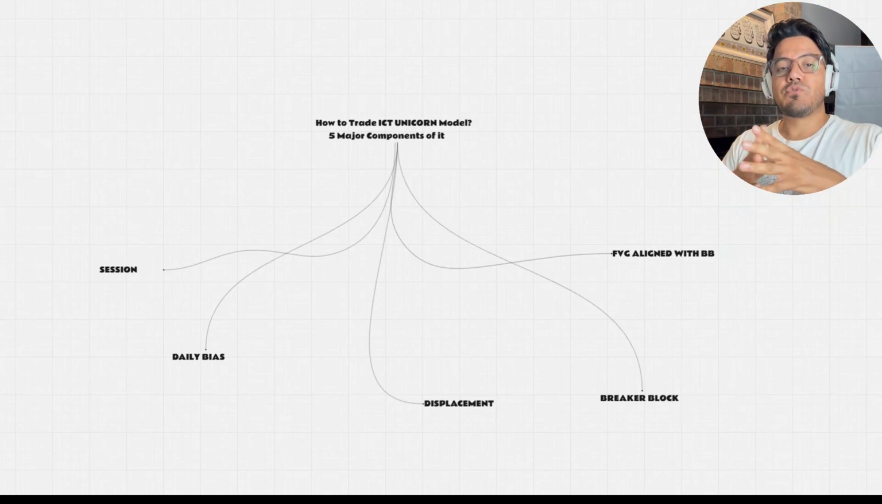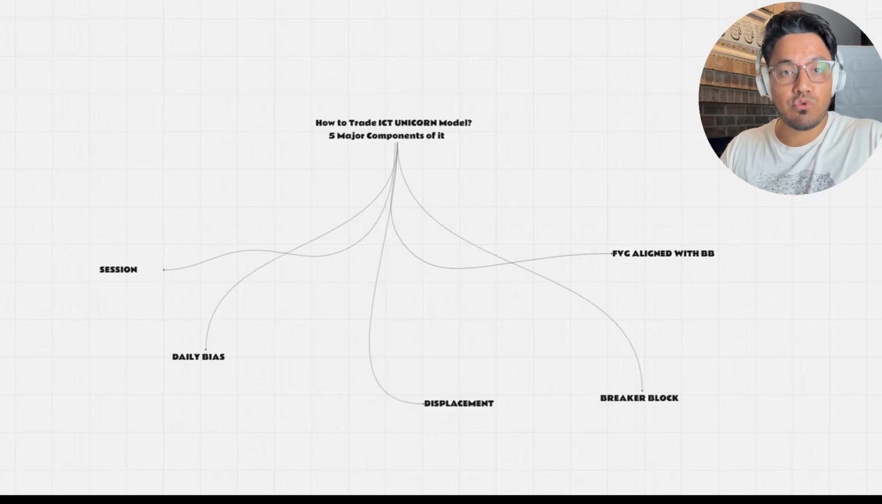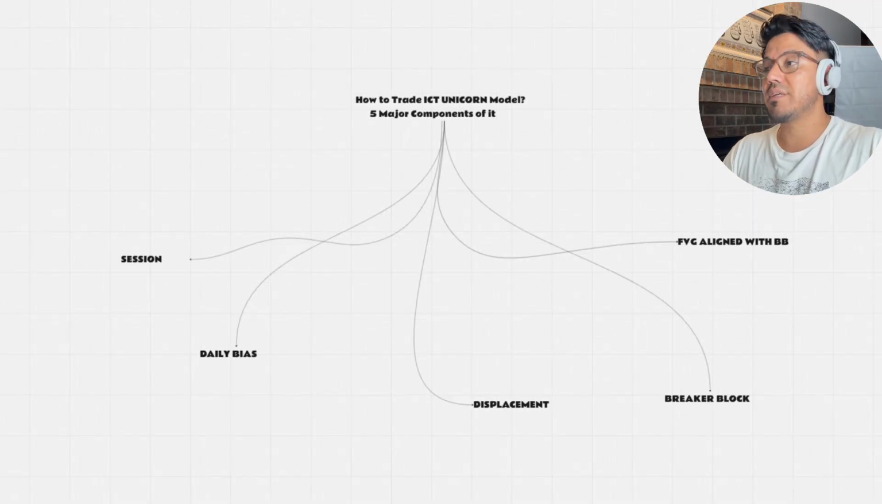With this simple strategy, I have generated over 5 grand last month, and I'm going to show you what this strategy is and how to trade it. This strategy is called the ICT Unicorn model. Basically, there are 5 major components of it.